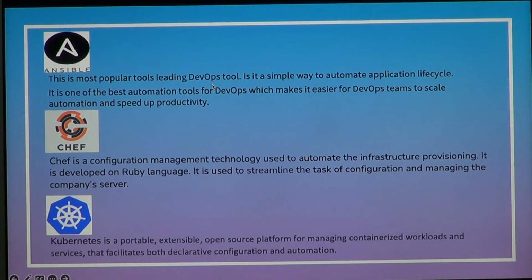It simplifies the software configuration management of virtualization in order to increase development productivity. Next one is Ansible. Everybody probably knows about Ansible. This is one of the most popular tools in DevOps. It is a simple way to automate the application lifecycle. It is one of the best automation tools for DevOps, which makes it easier for DevOps teams to scale automation and speed up productivity. The other tool is Chef.